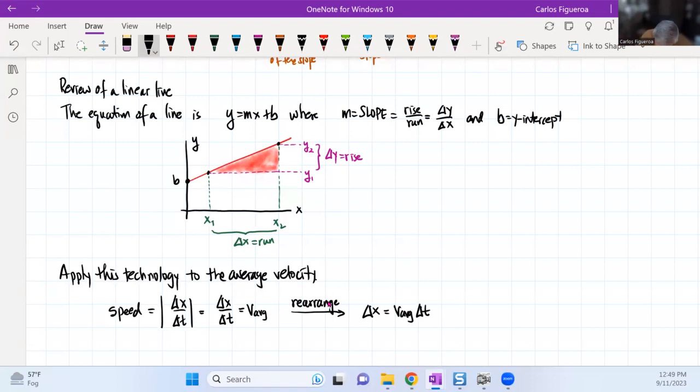Times delta t. Or another way that we can write it here is that we can write out delta x. So there's two forms that are worth looking at. Or I can write this as x2 minus x1, which will then be V average times delta t. Now, here's some notation that happens.